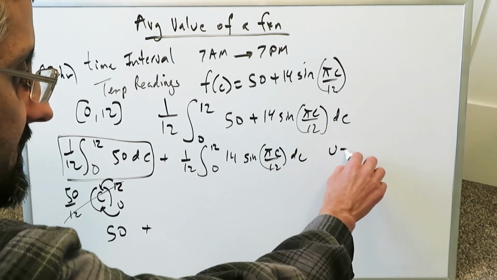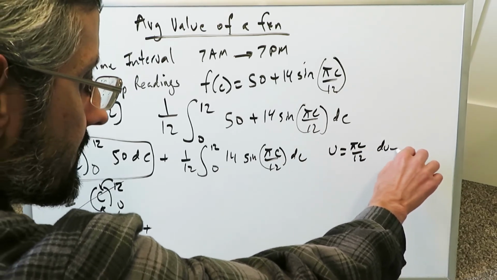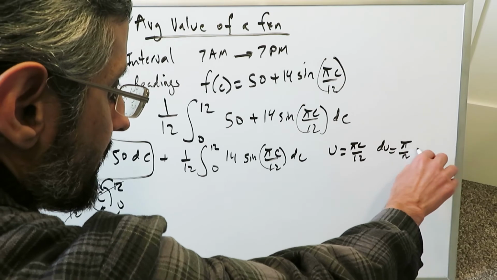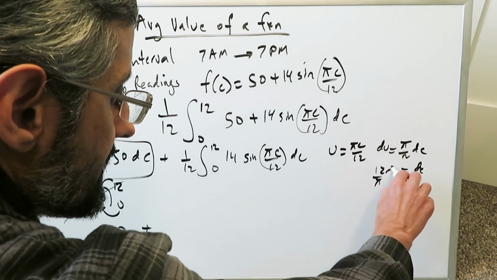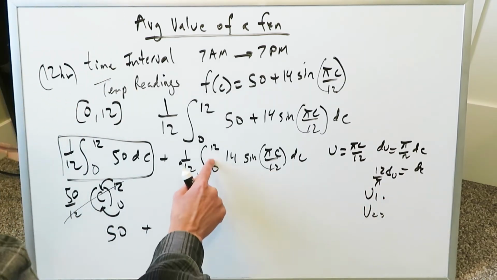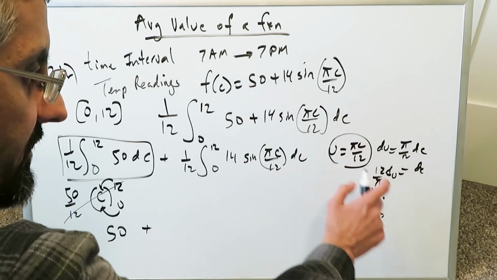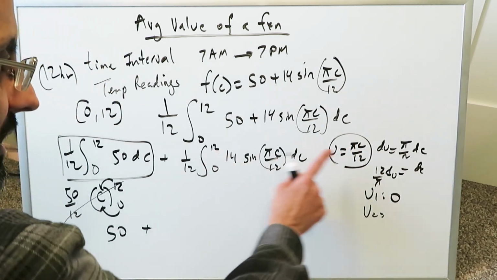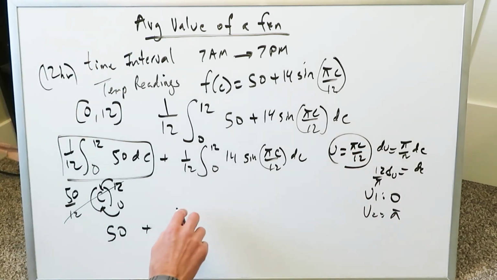We can do a substitution here. If u is equal to pi c divided by 12, then du is equal to pi over 12 dc, and then dc is equal to 12 over pi du. We have to change our intervals. This is c1, this is c2, so we have to do u1, u2 with regards to this. When 0 comes in here, you get a 0. When 12 comes in here, you get 12 pi divided by 12, you just get a pi. So that's not too hard.